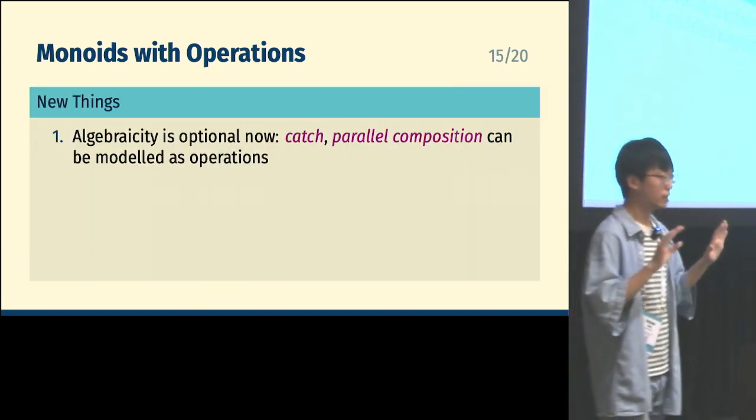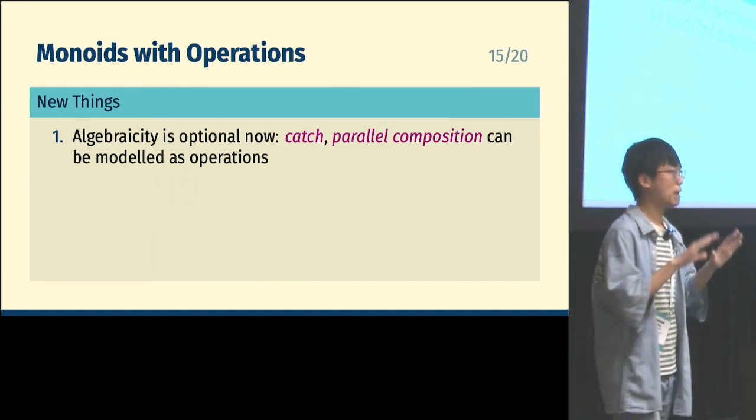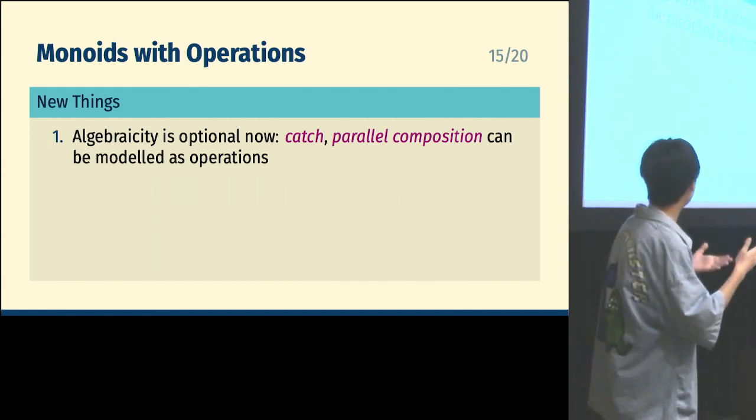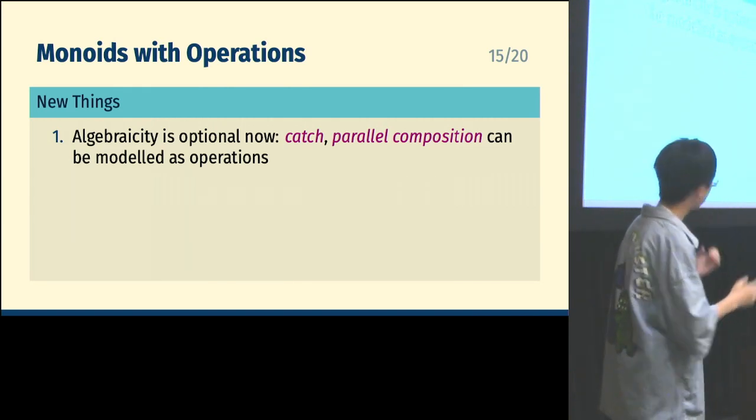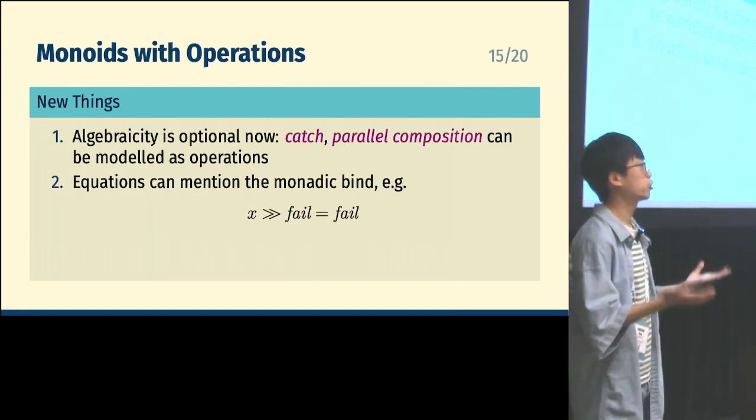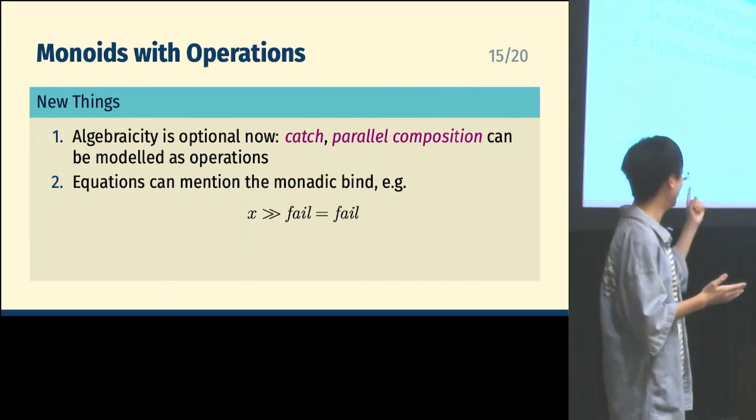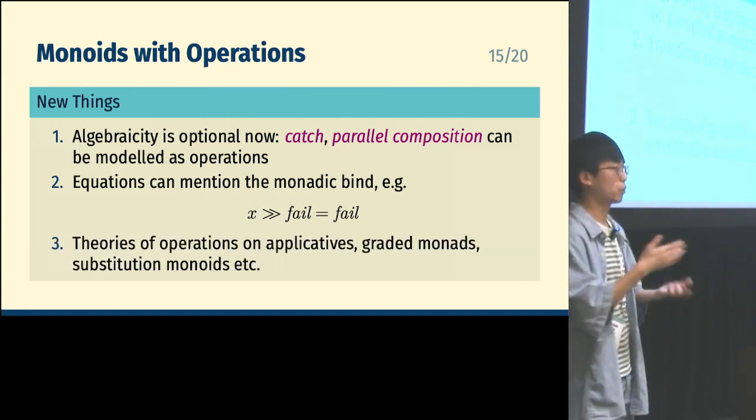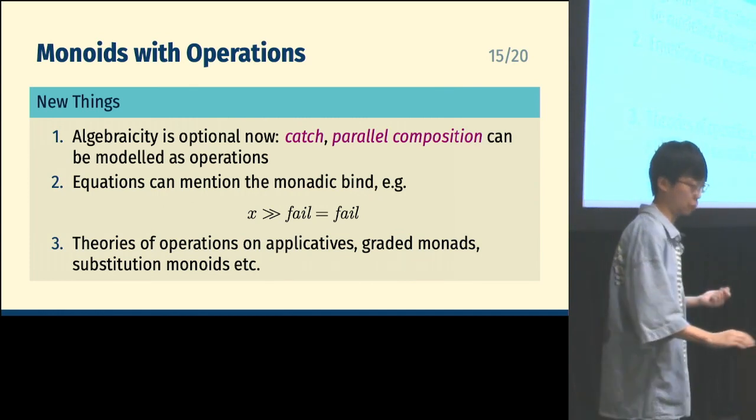What are the new things? The first new thing is that now we can model more general forms of operations. In particular, we can model operations which do not satisfy algebraicity. And the operations include exception catching and parallel composition. Now they can be modeled. And secondly, now we can mention sequential composition meaningfully in equations. So we can now set the equations that we couldn't do before. And since we have generalized from monads to monoids, now we can talk about theories on other functors and graded monads and so on.